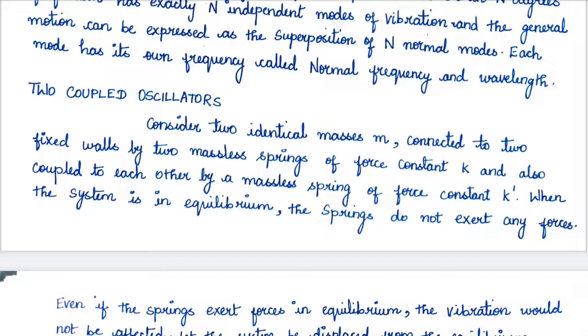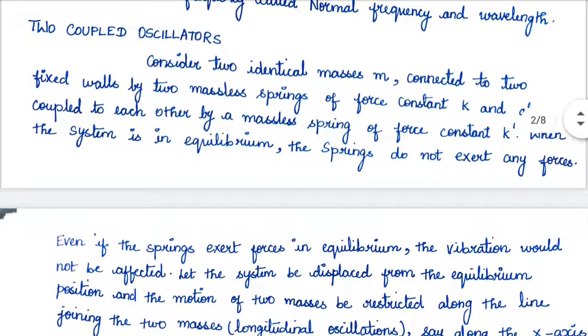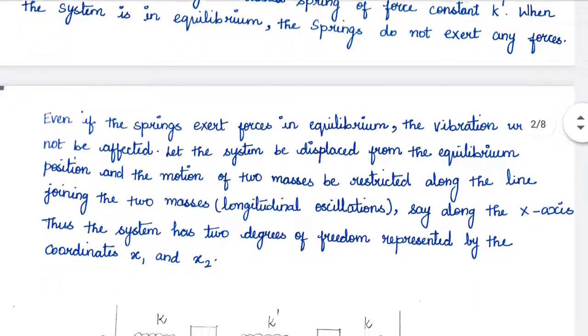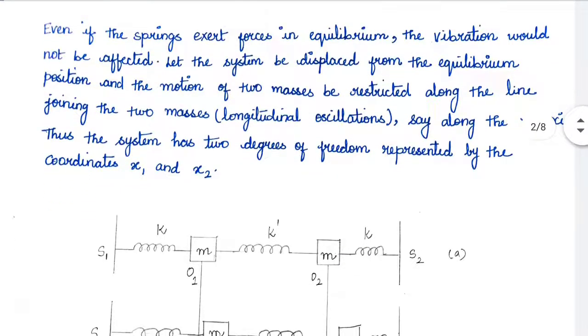To make a two coupled oscillator system, we take two identical masses of m, and these two masses are connected to fixed walls by two massless springs of force constant k. These two masses are also coupled to each other by a massless spring of force constant k prime. When the system is in equilibrium, the springs do not exert any force on each other, but even if they did, the vibration would not be affected.